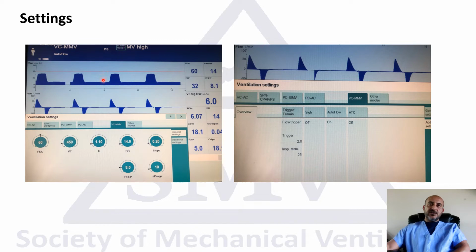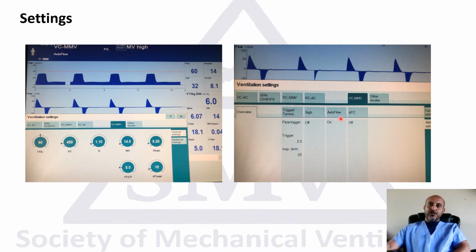And if you notice here, this looks like a pressure controlled waveform because the airway pressure is square and the inspiratory flow is a decelerating one. How do you go back if you want to do it in the volume controlled mode? You go to additional settings. The picture is cut off a little bit here, but there are some other options like automatic tube compensation. Here it's off.